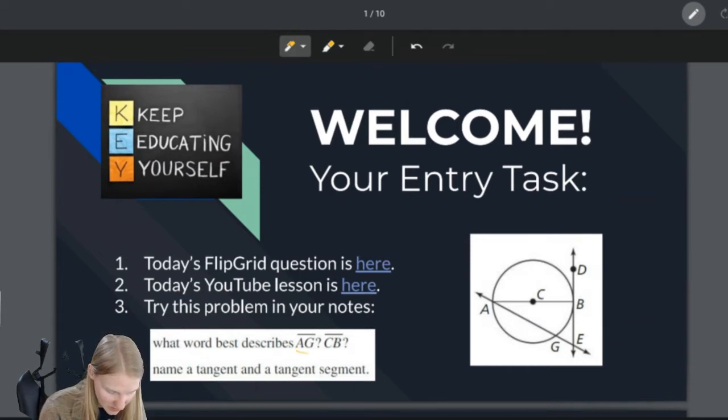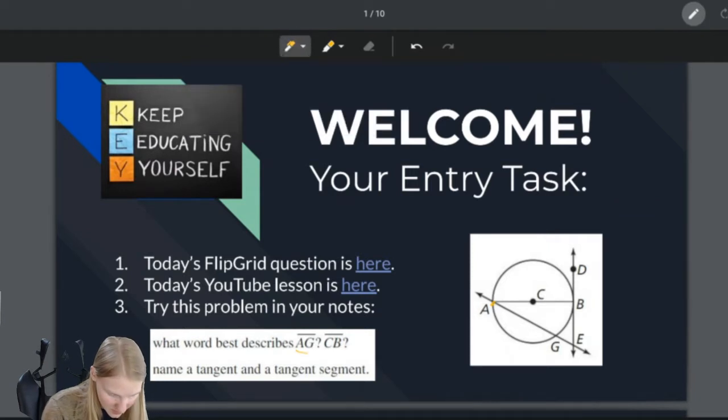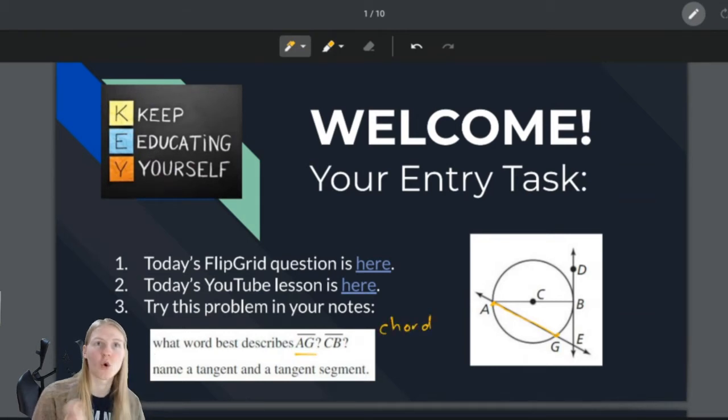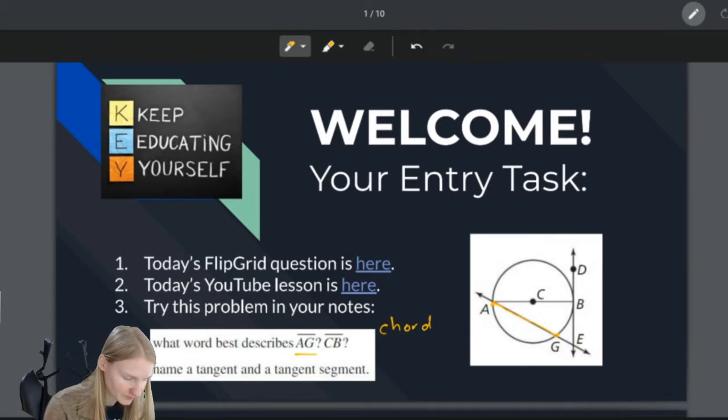Well, let's take a look at AG right here, and let's make that bigger. AG. Notice it says segment, it does not say line. The segment AG is what we call a chord. Remember, chords are segments, secants are lines.